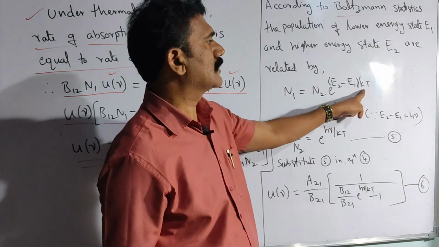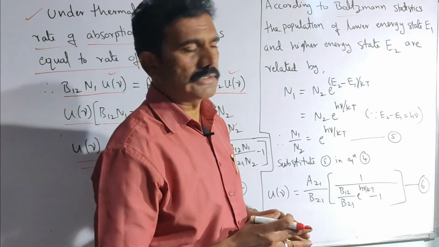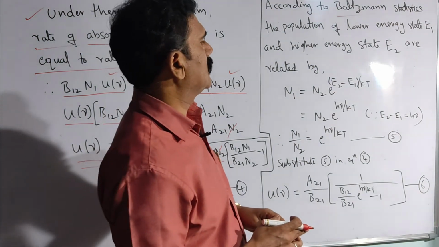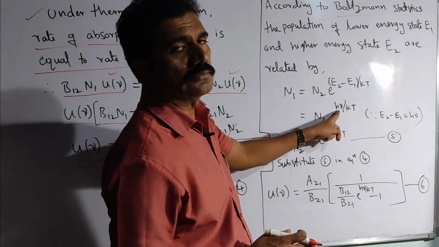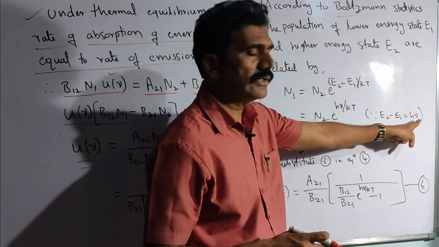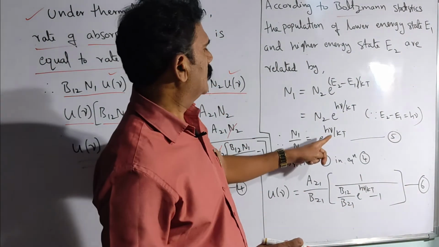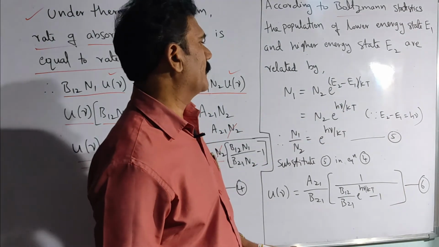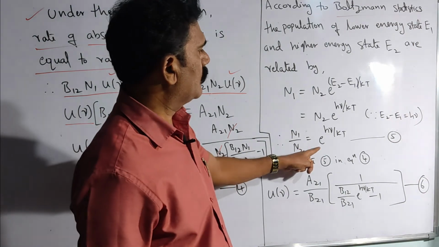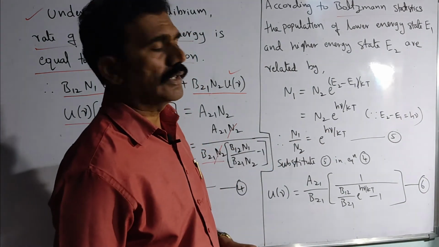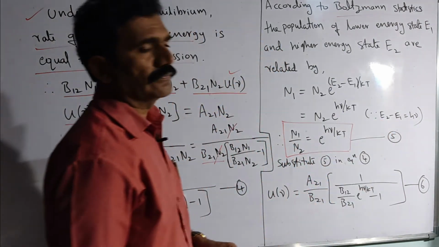What is that K? K is the Boltzmann's constant, and T is the temperature at which the system is considered. Now in this equation I can write N2 into e to the power of E2 minus E1 as h nu, because the difference E2 minus E1 is the energy of the photon, h nu. So that is equal to N2 into e to the power of h nu by KT. So what is the ratio then? N1 by N2 is equal to e to the power of h nu by KT. Write down this as equation 5.